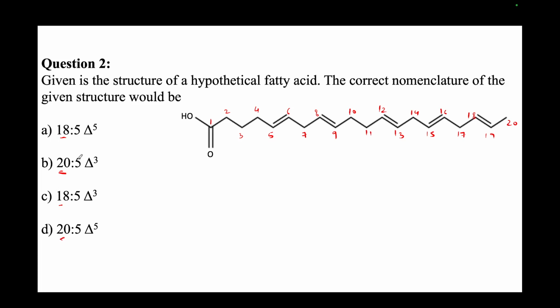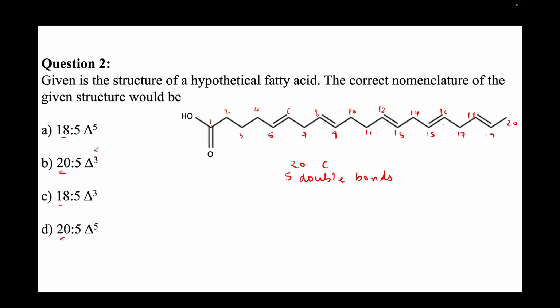Now comes the number of double bonds. Okay, so number of double bonds, how many double bonds do we have? This is first, second, third, fourth and fifth. We have 5 double bonds. Okay, so we have 20 carbon, 5 double bonds.